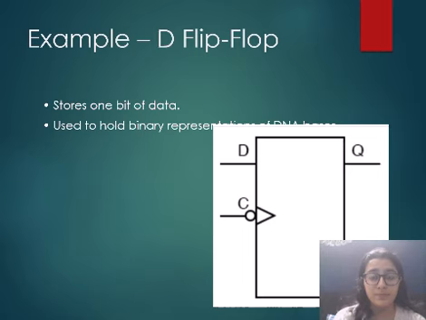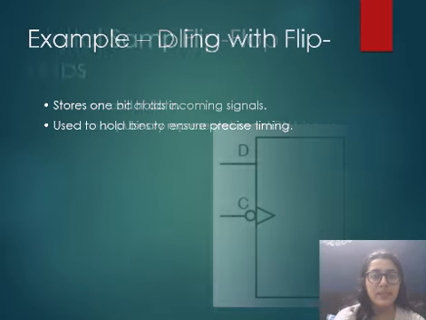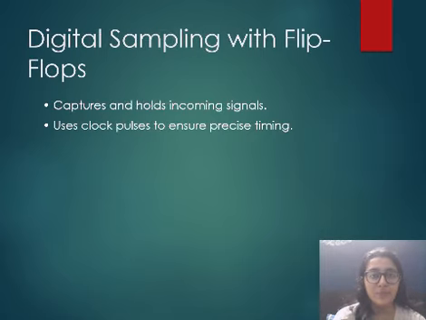Flip-flops are also helpful in sampling DNA signals, where tiny voltage or current changes are converted into binary values. Flip-flops are used to capture and hold those values at just the right moment based on the system clock. This ensures that what the machine reads is clean and accurate, not noisy or corrupted midstream.